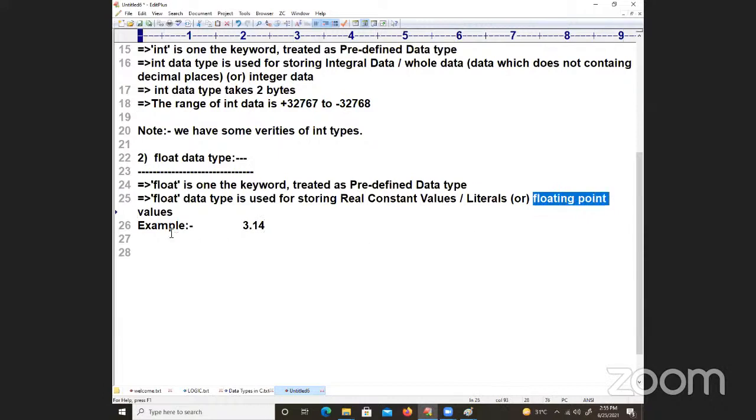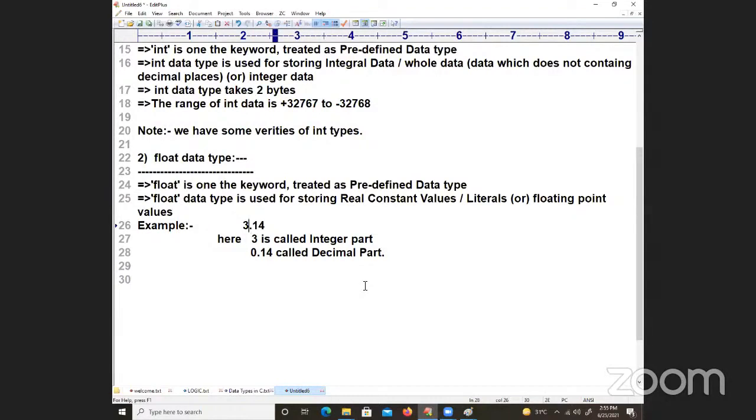Also called floating point values, and the values are known as literals. We already know literals. So here, 3.14: 3 is called the integer part, and 0.14, after the dot on the right side, is called what? The decimal part. I hope it is understandable. Is it understandable?